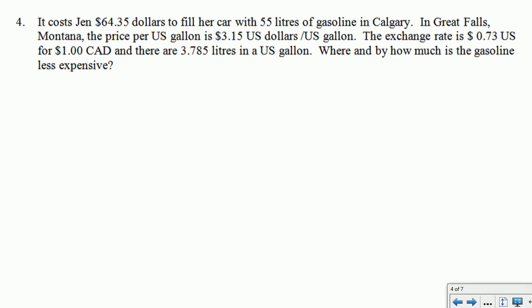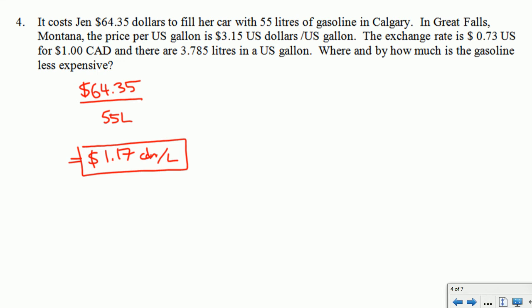So first we can look at Calgary. That's $64.35 per 55 liters. So we can make a unit rate out of that, and that'll be $1.17 Canadian per liter. And now we need to compare the gas in the US on the same footing. So we need to get it in Canadian dollars per liter as well. Now that's not the only way to do it, but as long as we're comparing apples to apples, we can figure out which is the better deal.